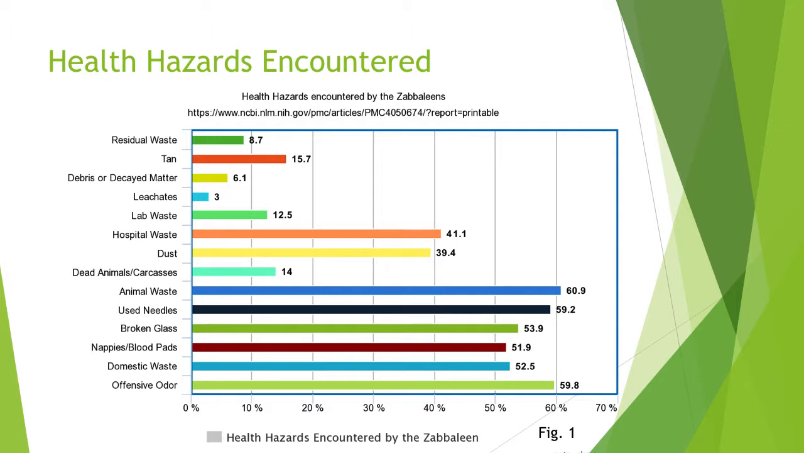So, some of the health hazards that this population encounter as a result of clearing waste, a lot of this waste is comprised of animal waste, used needles, broken glass, hospital waste. So, as you can imagine, for this population, they are exposed to a wide array of physical, biological, and chemical contaminants. And not only can they produce physical harm, but they can also really affect their health moving forward as a result of inhalation or physical exposure.